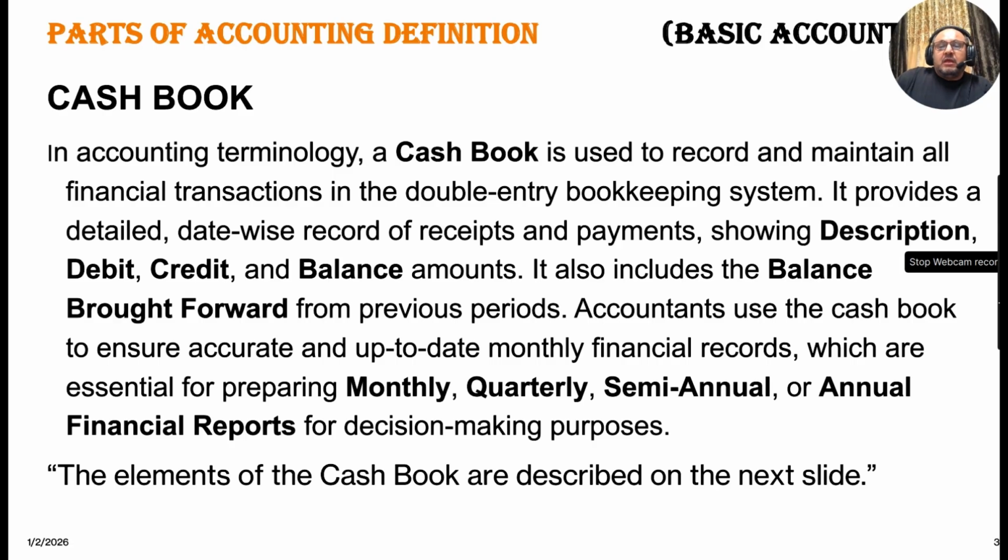So it provides a detailed date-wise record of receipts and payments showing description. So detailed, what I told you, detailed date-wise. Any transaction which happens in an organization, each day we record them chronologically according to the date-wise, number-wise. Then in the second day, third, fourth, fifth, seventh, and up to 31st of each month. That's called date-wise or chronologically. Okay.